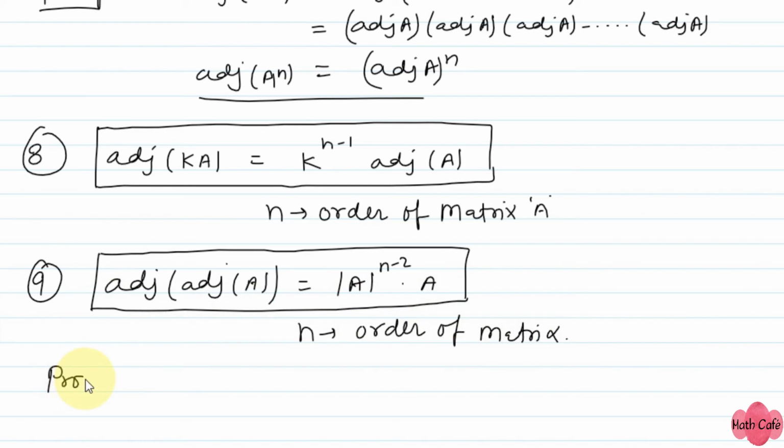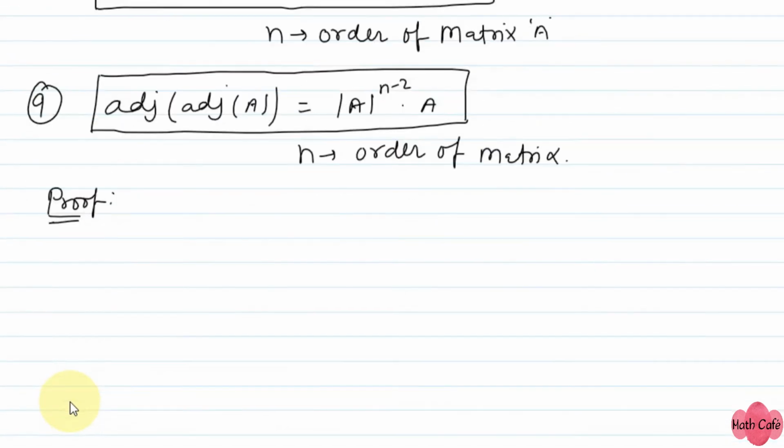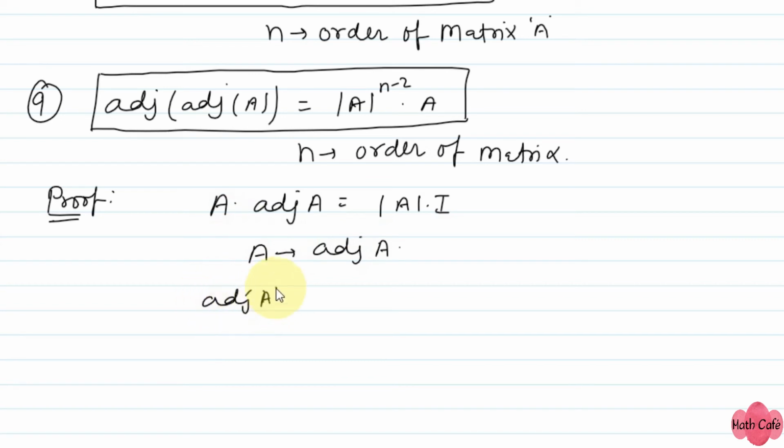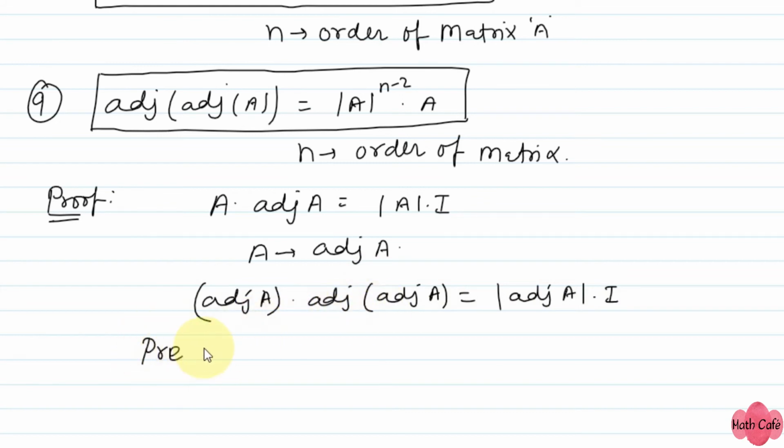Let's see the proof of this property number 9. So here, as we know that A multiplied by adjoint of A is determinant value of A multiplied by I. So here if I put A as adjoint of A, alright, so we will get here adjoint of A multiplied by adjoint of adjoint of A is determinant value of adjoint of A multiplied by I. So if I pre-multiply by matrix A on both sides.